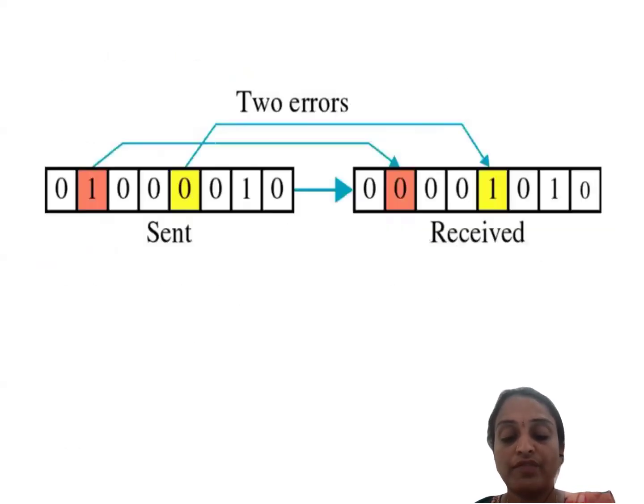Next one, we have the multiple bit errors. In this type of error, between the sent and received frames, two non-consecutive bits are changed from 1 to 0 and 0 to 1. In case of multiple bit errors, two bits are changed in the sent frame, as seen in the comparison of sent and received frame. These two bits are non-consecutive bits. This one shows the multiple bit errors.